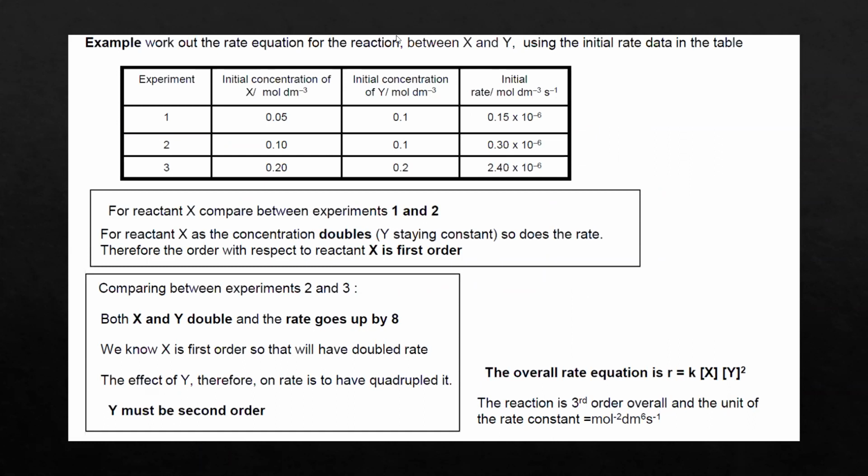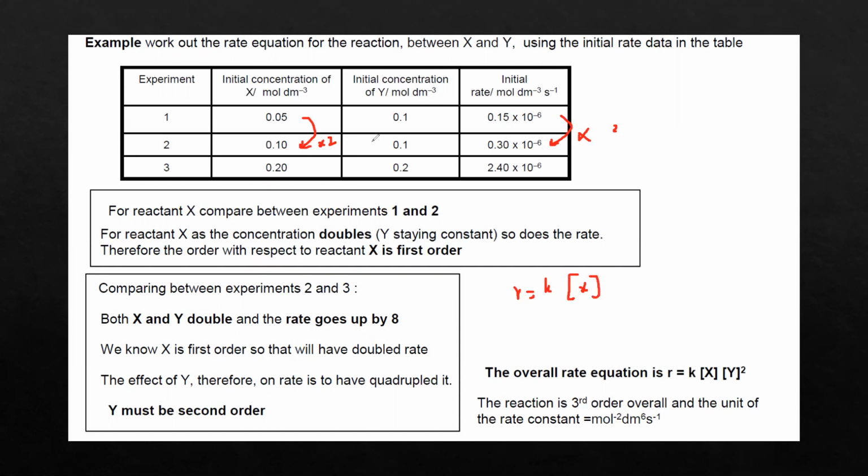Another example is there. But in this example, we are changing both of the reactants. So we have to identify the overall order. Look, first, what happened? For Y we double. Rate is also double. So this shows it is first order with this. Sorry, not Y, it is X. So if X is doubled, rate is also doubled. So it shows the rate is first order with respect to X.